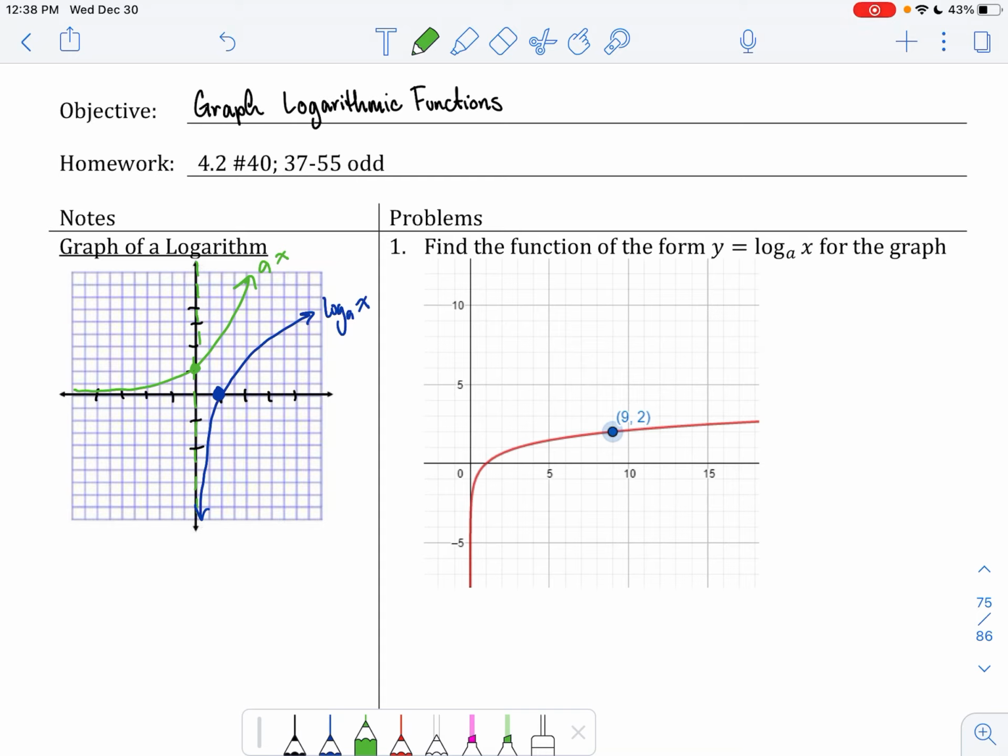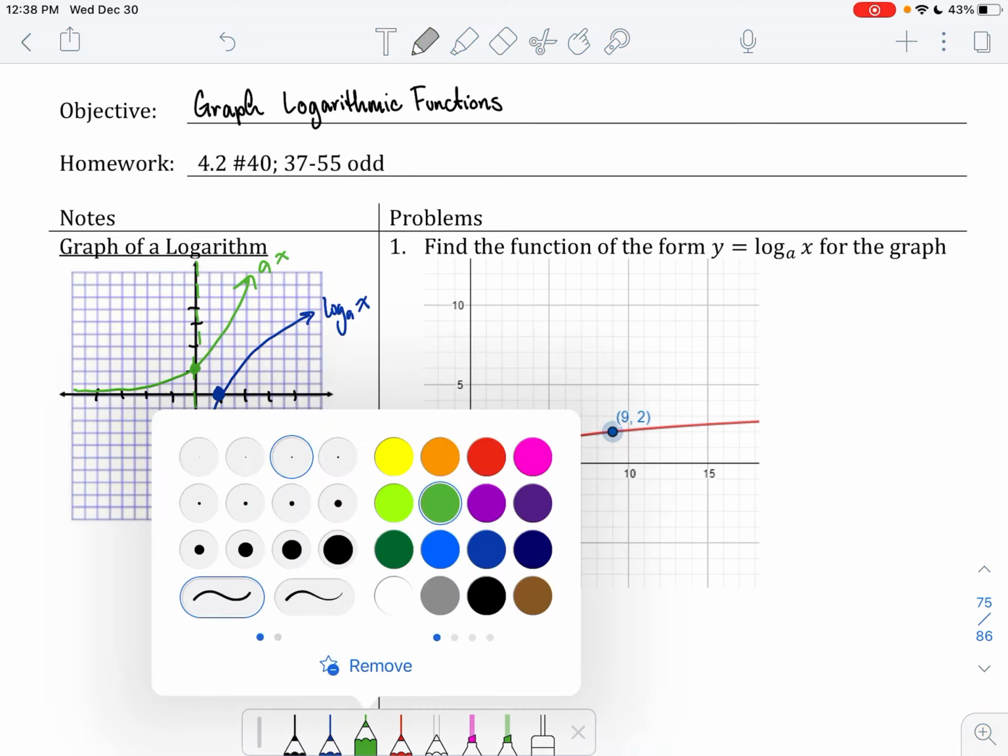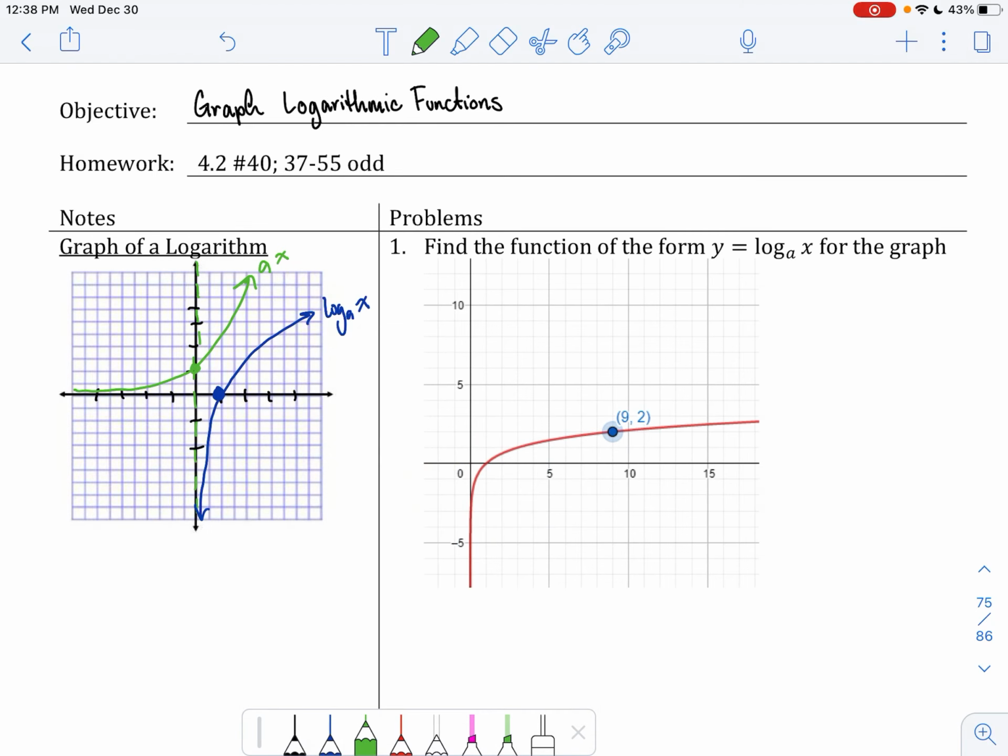So here, number 1, find the function of the form y equals log base a of x for the graph. So if I'm looking here, all we need to do is find a, because everything else is x and y. So our goal is just to find what value base a is. And you can use guess and check. You can also just use the formula that's given, because we know that it goes through the point 9, 2, 9 is our x value, 2 is our y value. So we can solve for a by saying 2 is equal to log a of 9.